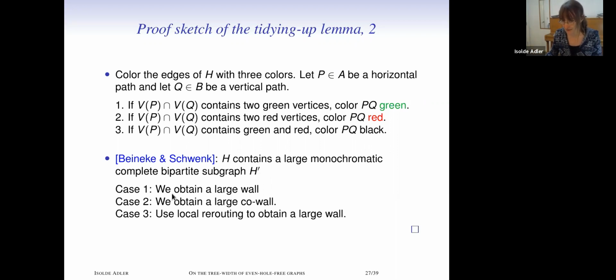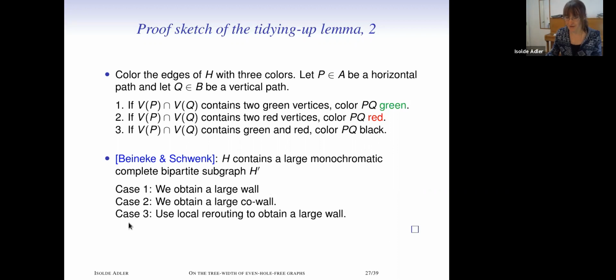So in the first case, if it's entirely green, we know that we found some set of horizontal paths and vertical paths that meet in green vertices only. So only in forks, which means that we can easily extract a large wall. Okay, we don't have any triangles at intersections. In case 2, all the intersections between vertical and horizontal will be little triangles, so are red, right? So we can easily extract a large co-wall in that case.